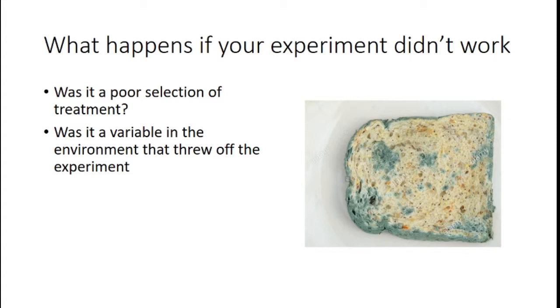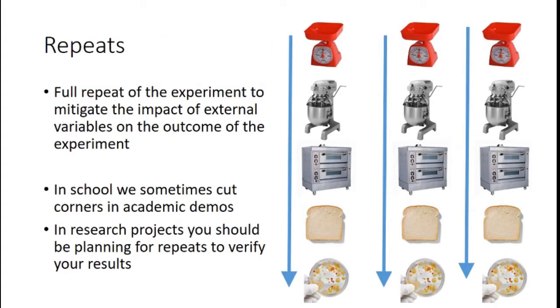You want to make sure that the results that you are seeing are not just from environmental variables, but that indeed it was from the treatment itself that you're seeing this. So this is where repetition becomes critical. So what's a repeat? A repeat is where you have a full repeat of the experiment, and that allows you to mitigate the impact of external variables on the outcome of the experiment.